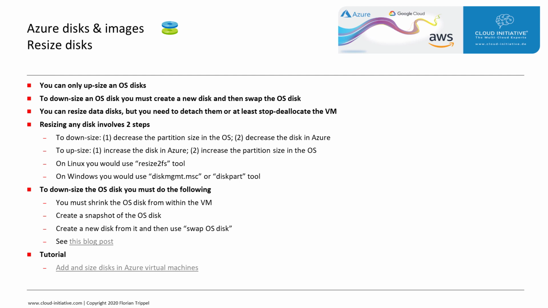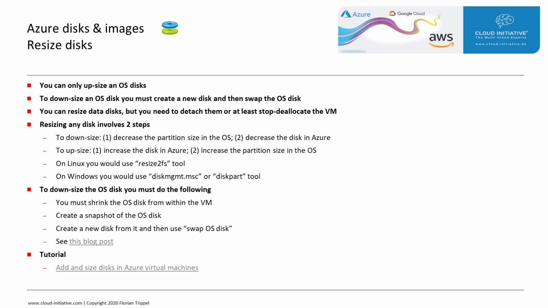We want to close out this lesson on the topic of how to resize a disk. In Azure, we can only upsize but not downsize OS disks. However, we could create another OS disk and then choose the Swap OS disk action. To resize a disk, we must first detach or deallocate the VM.